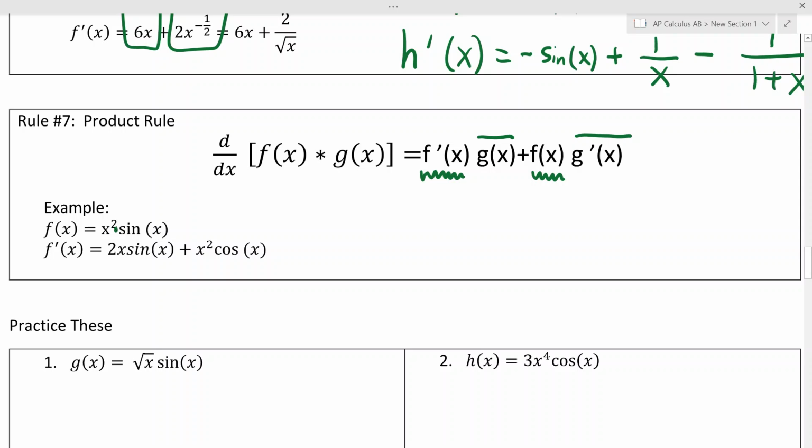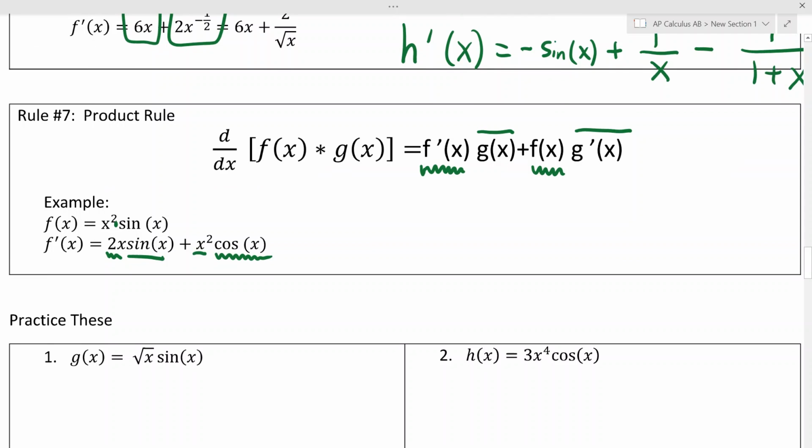That's two functions being multiplied. To derive that f of x, you derive x squared first. That's the 2x. Leave the sine x. Plus, leave the x squared, derive the sine x. Okay? Try these down here.